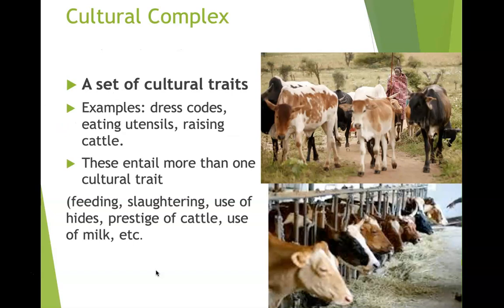A cultural complex is a set of cultural traits. So dress codes, not just the turban, but the entire how it's worn, why it's worn, when it's worn, what it's worn with. Eating utensils are a cultural trait. So the cultural trait would be the chopsticks or the fork and knife. But how you eat, the ritualistic ideas of going through that, becomes a cultural complex.